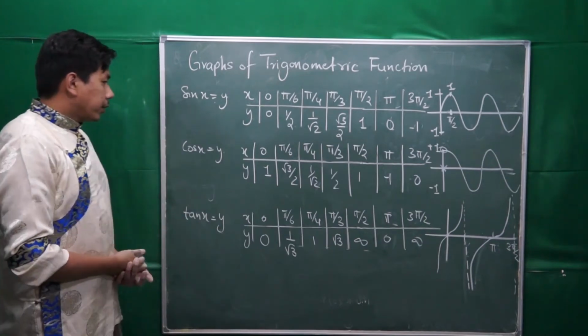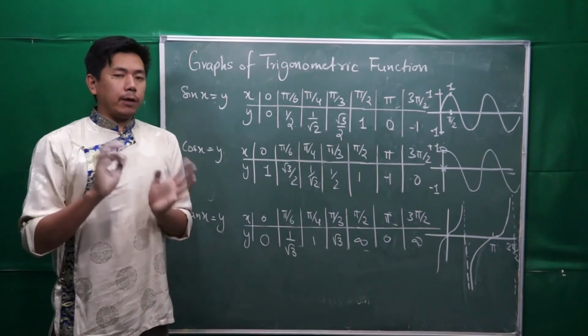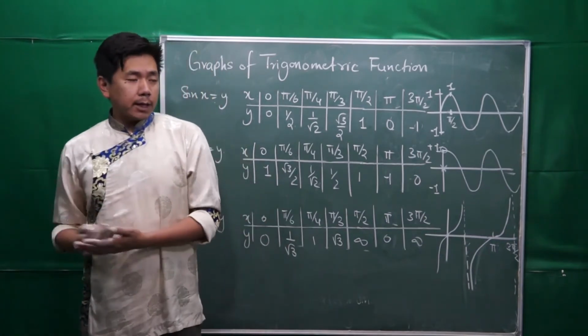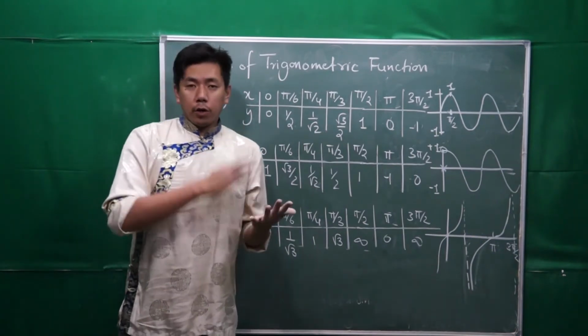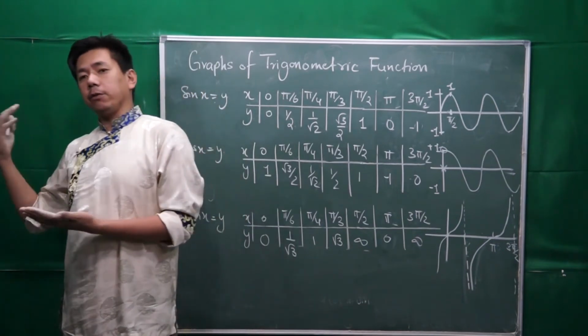So therefore, whenever we talk in class 10th about complementary functions, we have sine pi by 2 plus x equals cos x, or sine pi by 2 minus x equals cos x, or cos pi by 2 plus x equals sin x, cos pi by 2 minus x equals sin x.